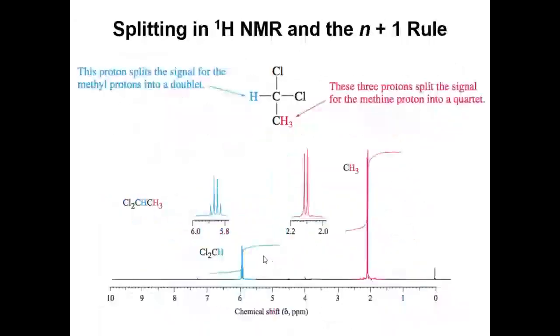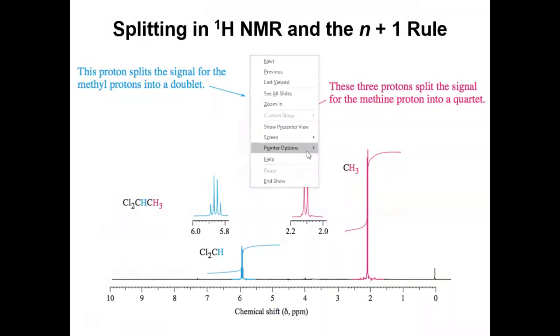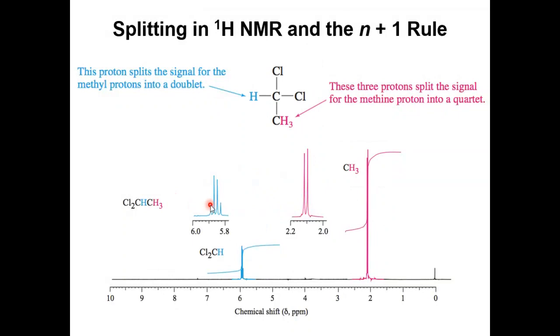So in this case, the blue proton and the red protons influence each other. If you measure the spacing between these two lines, and between this line and this line, and this line and this line, they are all the same, and this spacing is also equal to the spacing between this line and this line.